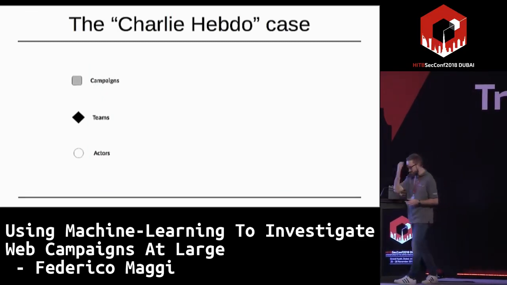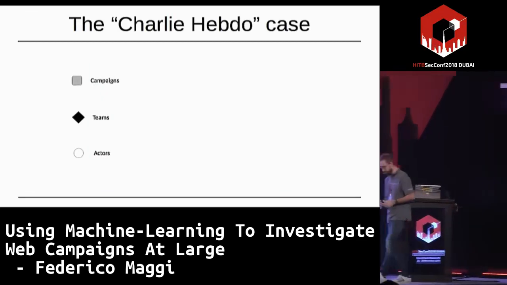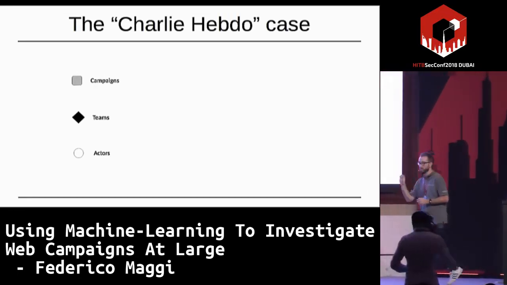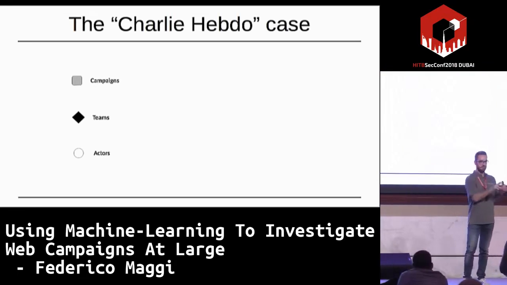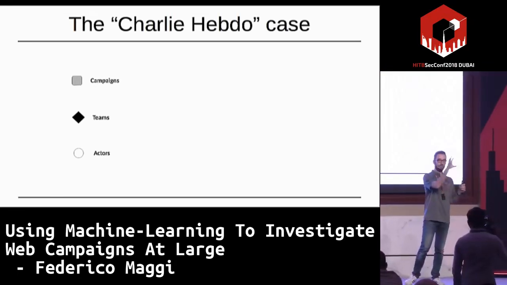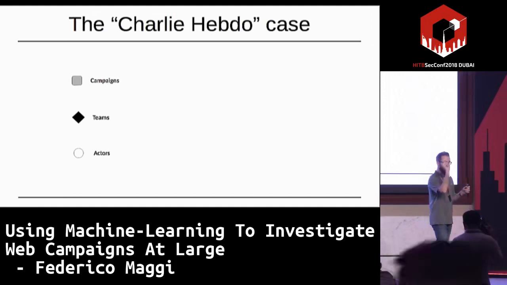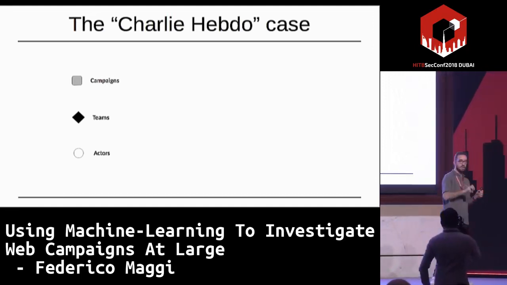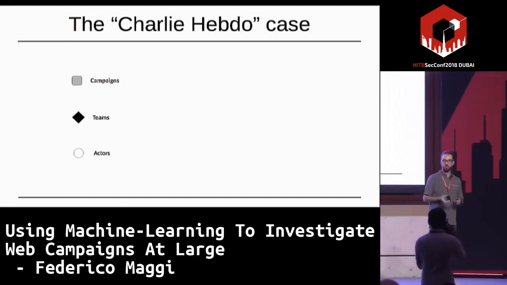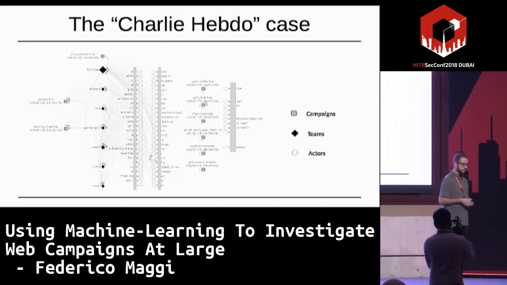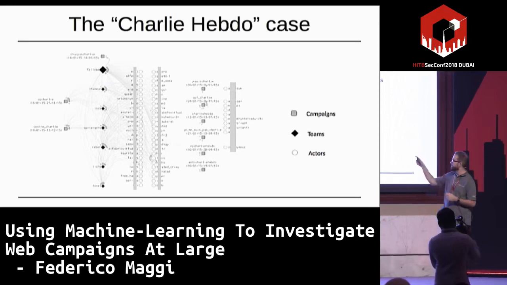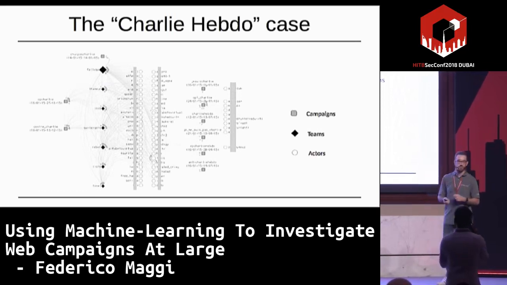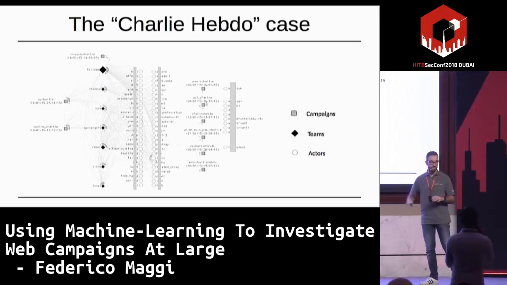What's interesting is that now that we have all of these clusters and campaigns, we can look at them and explore them. From now on, I'm going to use 3 symbols to visualize: campaigns as a little square, teams as a black diamond, and actors as a white circle. So we can tell something like this. Unfortunately, the screen is not rendering the arrows, but I swear there are arrows.